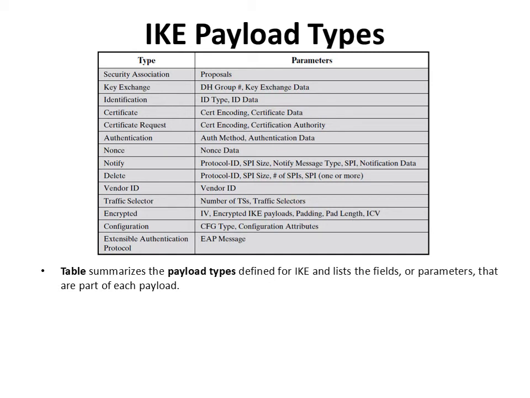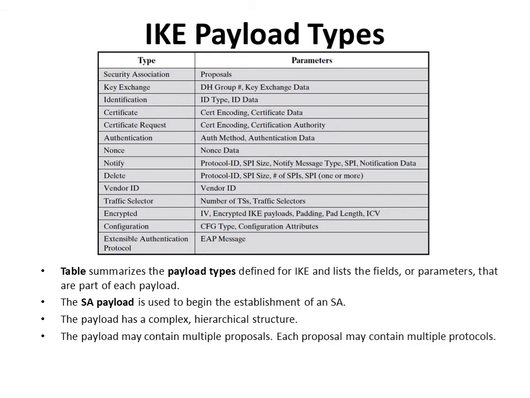part of each payload. The SA payload, that is security association, is used to begin the establishment of an SA. The payload has a complex hierarchical structure. The payload may contain multiple proposals. Each proposal may contain multiple protocols, and each protocol may contain multiple transforms. So this is your IKE payload types.